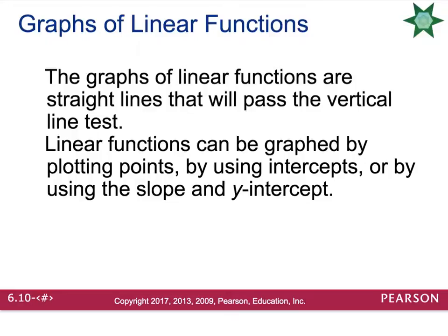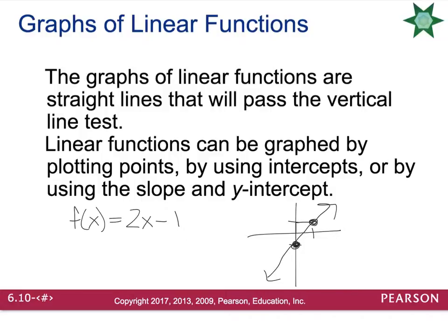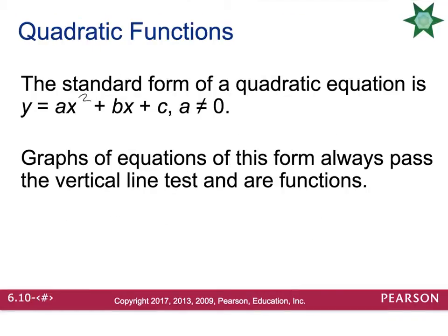You can graph the linear functions by plotting points, by using intercepts, or by using the slope and the y-intercept. So for example, if I gave you the linear function f of x equals 2x minus 1, and I asked you to graph it, you could go to your y-axis and plot your y-intercept at -1, and then you can use your rise over run to go up 2, right 1 to get another dot, and you have graphed the function. So it's just like we did before. Don't let the f of x notation throw you off.